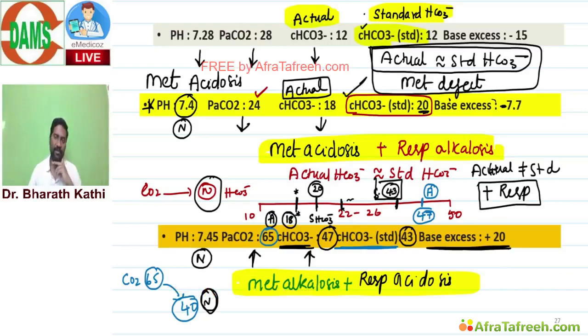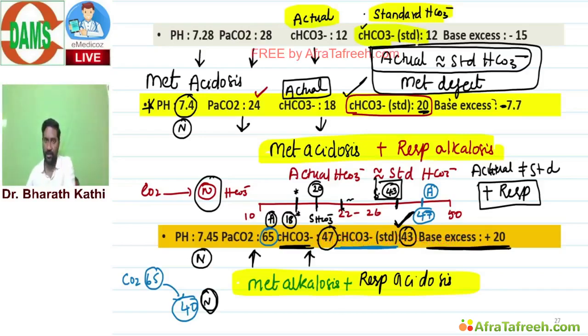So which respiratory disorder can decrease bicarbonate ultimately? Respiratory alkalosis. So which respiratory disorder can increase bicarbonate more than normal value? Respiratory acidosis. So, simple steps to assess the actual and standard bicarbonate.